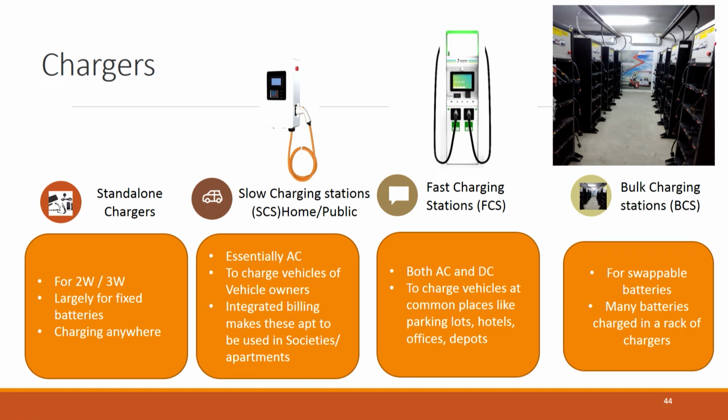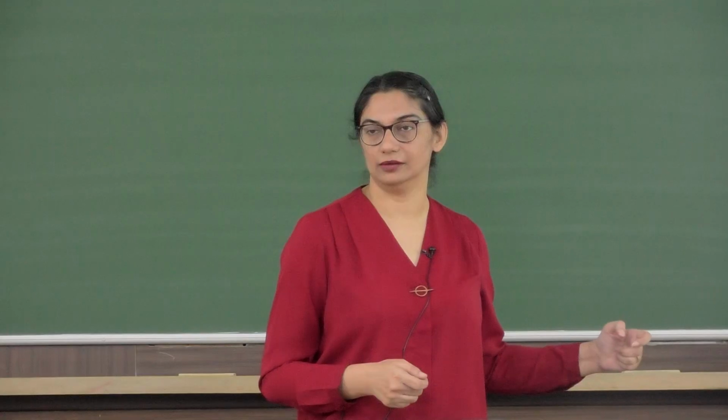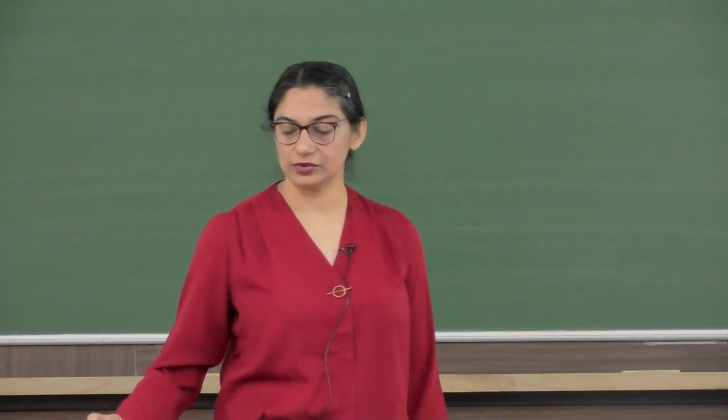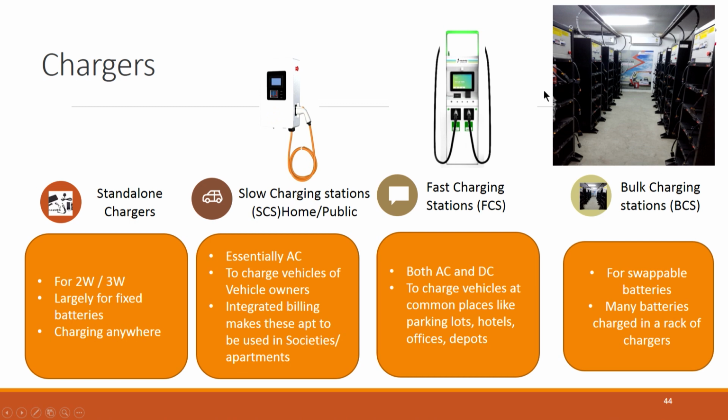The last category is actually the bulk charging station. In your previous classes, you would have touched upon swapping as a concept. Whenever we are using swapping, we take out the battery from the vehicle, and there is a service provider who is giving you the batteries on a lease, rent, or pay-per-use model, right? In that case, you cannot charge each battery with a separate charger. All these batteries have to be grouped together and put into a rack, where you use this kind of a bulk charging station.